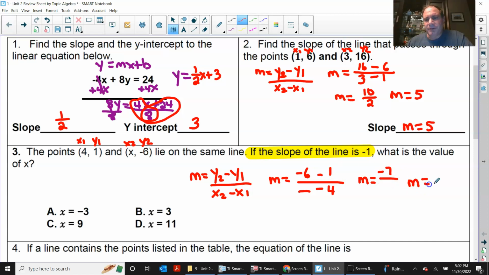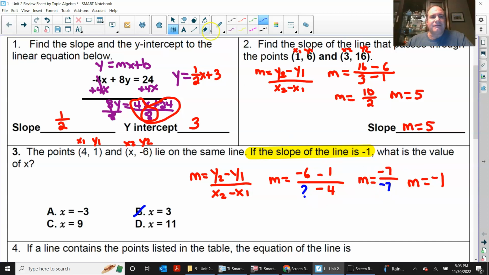Remember, it's supposed to equal negative 1 as the slope. So I could substitute each one of these in for this missing question mark right here. So if I put 3 in, negative 6 minus 1 is negative 7. 3 minus 4 is negative 1. So if I get a negative 7 down here, negative 7 divided by negative 7 does not equal negative 1. It equals positive 1. Negative divided by negative is positive. So that means this question mark can't be 3.